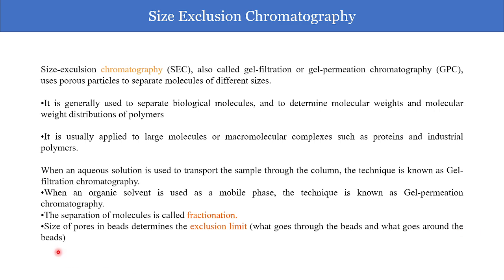So it goes around the beads, it goes into the void volume, so it cannot separate a higher molecular weight protein. What can it separate? It can separate only those proteins that fall within the particular limit. So what is the limit? Say, for example, 10 kilodaltons to 200 kilodaltons. So the exclusion limit for that particular column is 200 kilodaltons, above which it cannot separate. Great. Now if we want to separate a protein of even higher size, we need to use a column that has a higher exclusion limit.